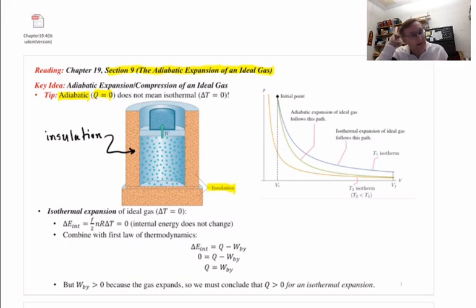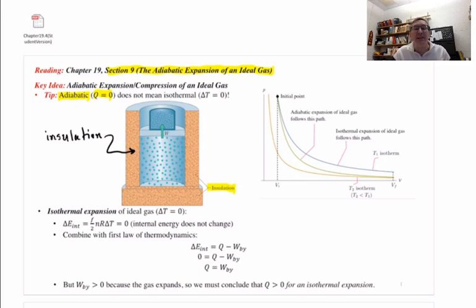How does it happen there? It's usually because the process with the gas happens so rapidly that it's over before there's time for energy exchange as heat. So we don't really worry too much right now about how we get it to happen. Let's just study what happens to an ideal gas if Q equals 0.